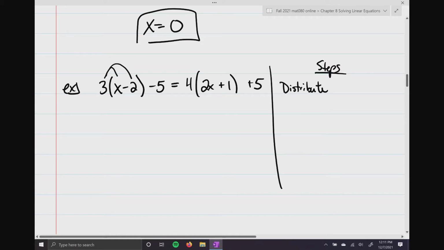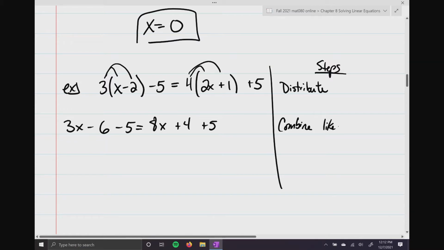So 3 times x is going to be 3x minus 6 minus 5 equals, then let's distribute the 4. So that's going to be 8x plus 4 plus 5. Okay? Step 3, combine like terms. The answer is absolutely here. We actually got to combine like terms on each side of the equal sign. So I can combine them. That's going to give me 3x minus 11 equals, and I can combine the 4 and the 5. So that's going to give me 8x plus 9.